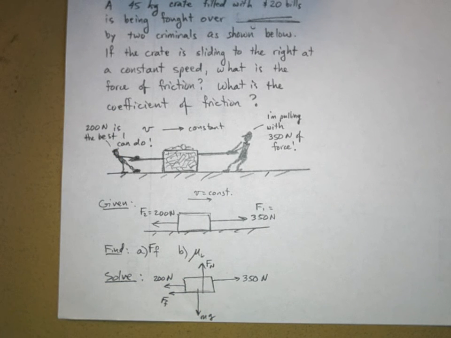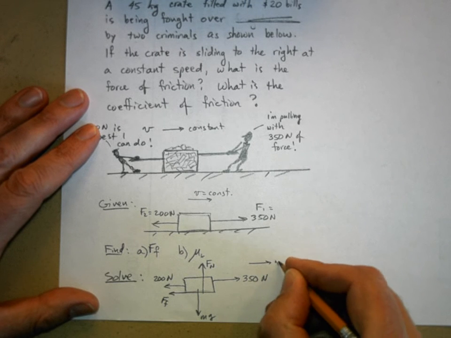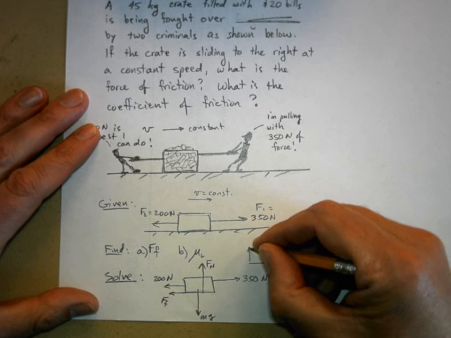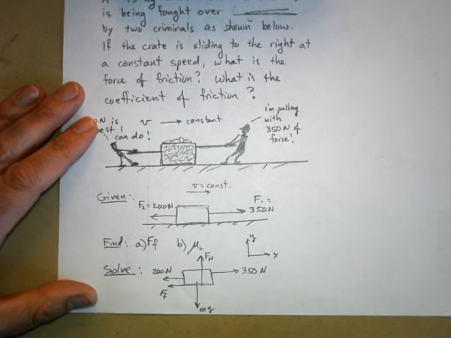Now on a test, if you were to guess the wrong direction for the friction, but you followed the procedure, you might miss a point or two, but you're going to get most of the points. So if you're not really sure, just go for it and show as much work as you can. Now we're going to do the next step, which is to say this is my positive x and this is my positive y direction. This is my coordinate system there.